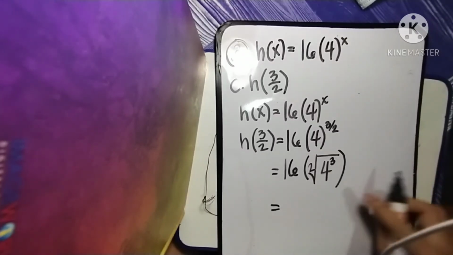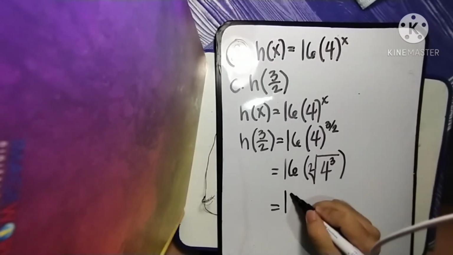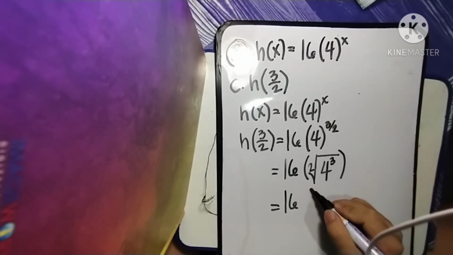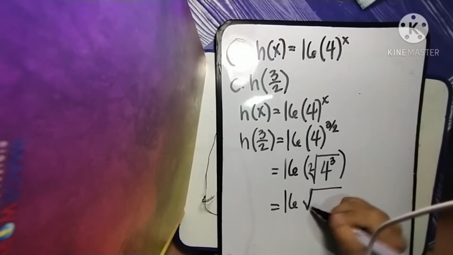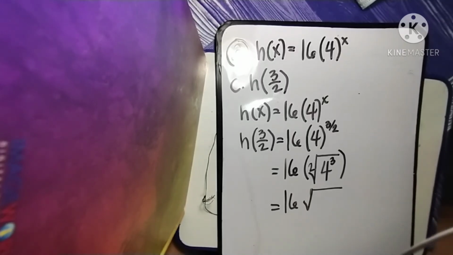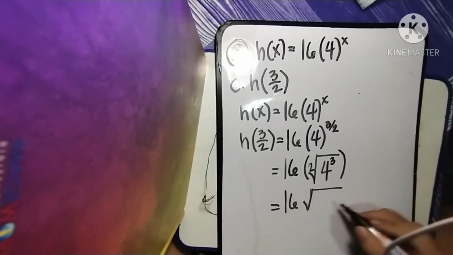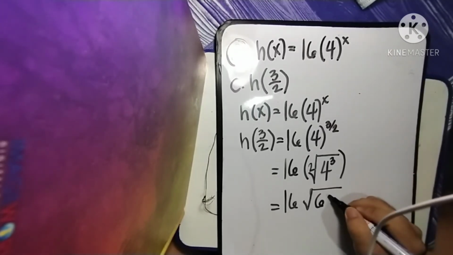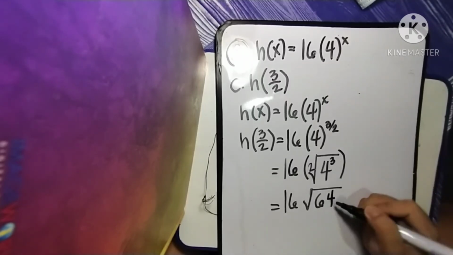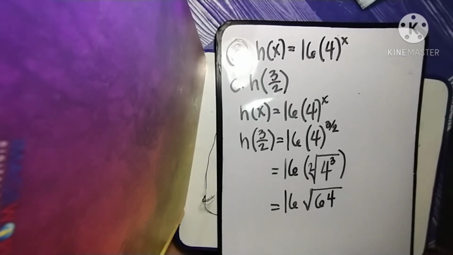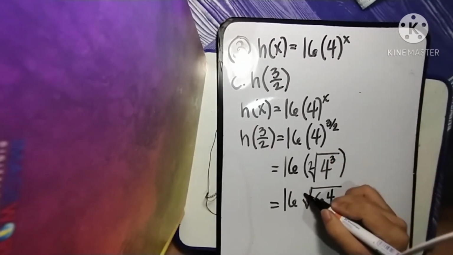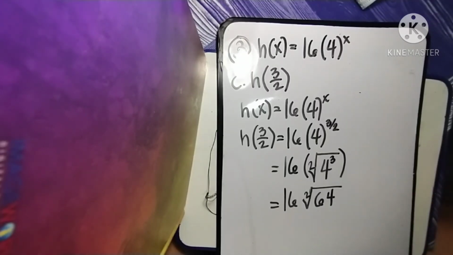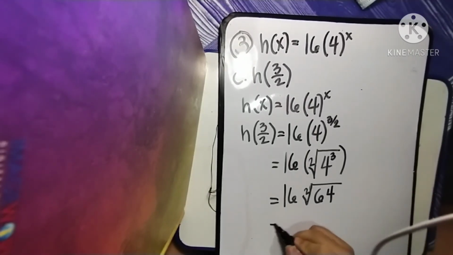Okay. So simplify. So copy the 16. Then 4 cubed. 4 cubed can be expressed as 4 times 4 times 4, meaning to say, multiply 4 by itself 3 times. So 4 times 4 is 16, times 4 is 64. Okay, that is 64. Now this time, we need to take the square root. Square root of 64 is equal to 8.